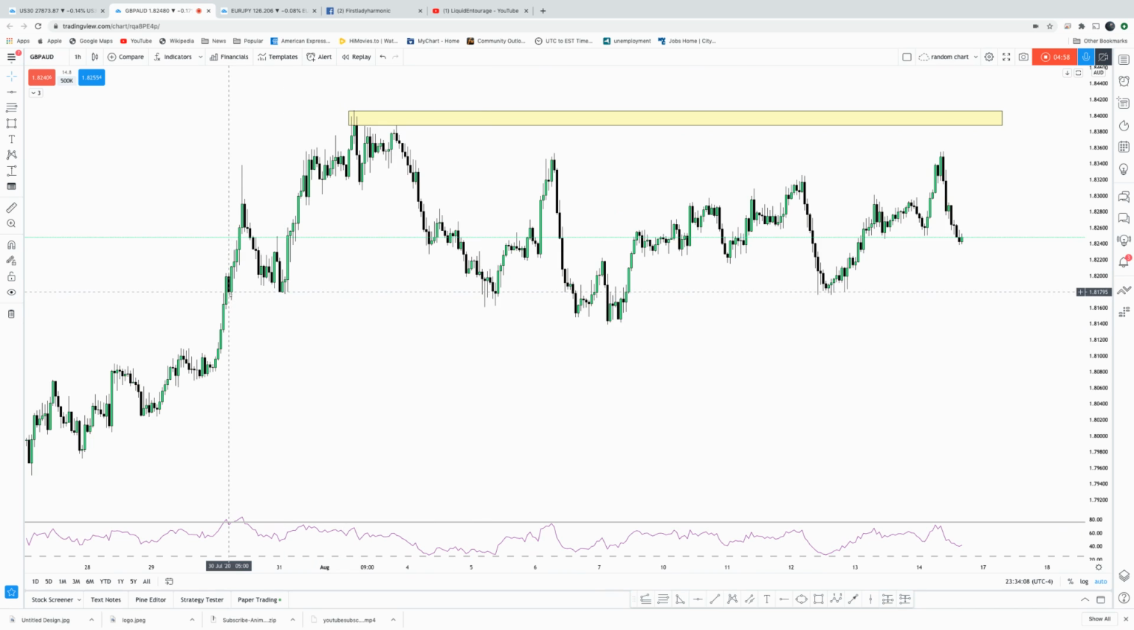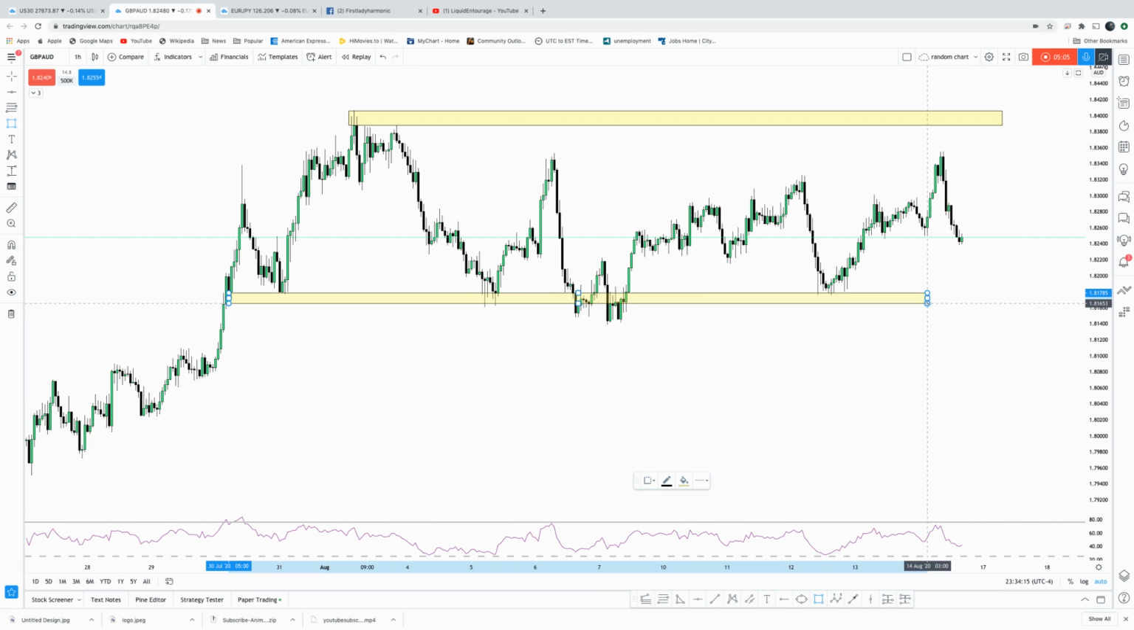We have wicks. We have one wick here. I want to draw a nice demand zone, I can do that right here. And we'll see that the price has come down. And in this demand zone, there's a lot of rejection here. This candle here is a bullish candle. Nice thick long wick. The second candle is a bullish candle as well.